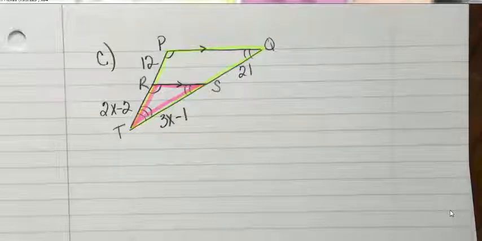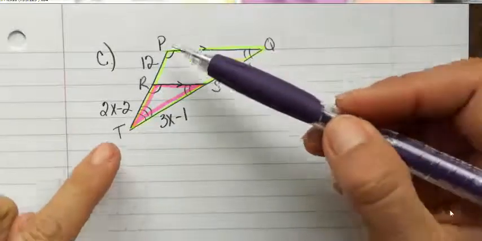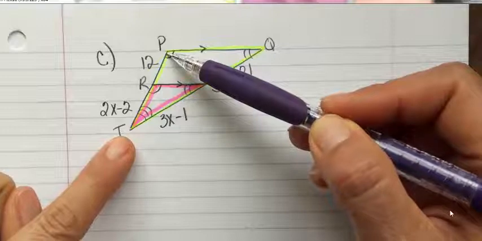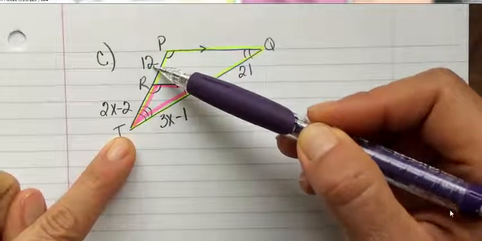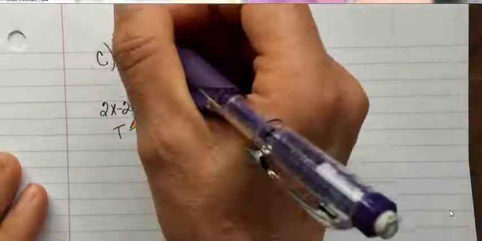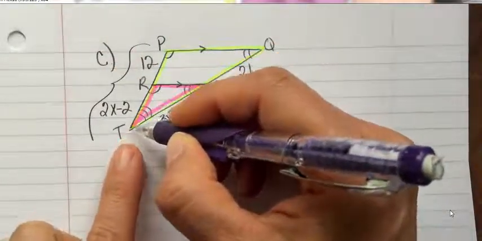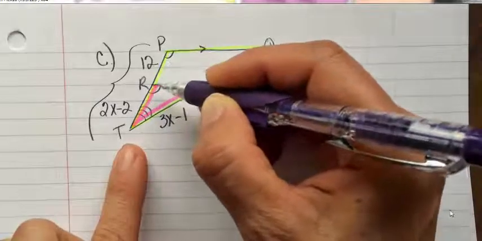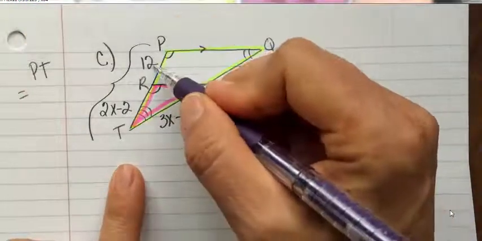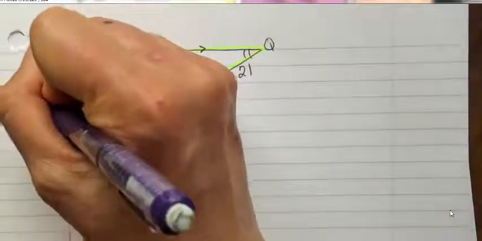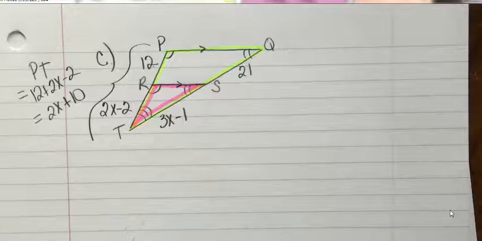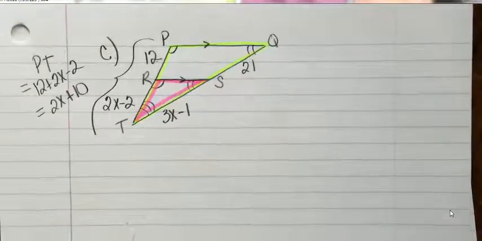Now, before I do that, though, it's important that I realize that the length of PT is not just 12. PT is this entire side here, and it's made up of the two segments, RT and PR. So the length of PT is actually equal to 12 plus 2x minus 2. And if you simplify that, you're going to get 2x plus 10. So that's the length of PT.